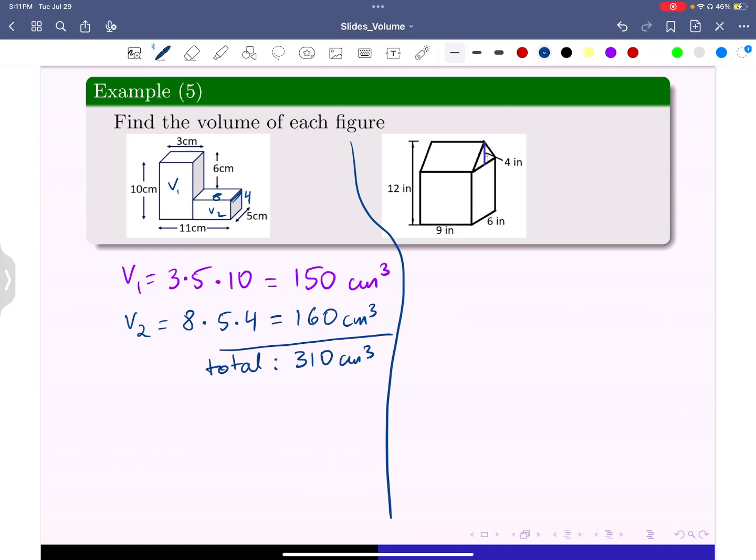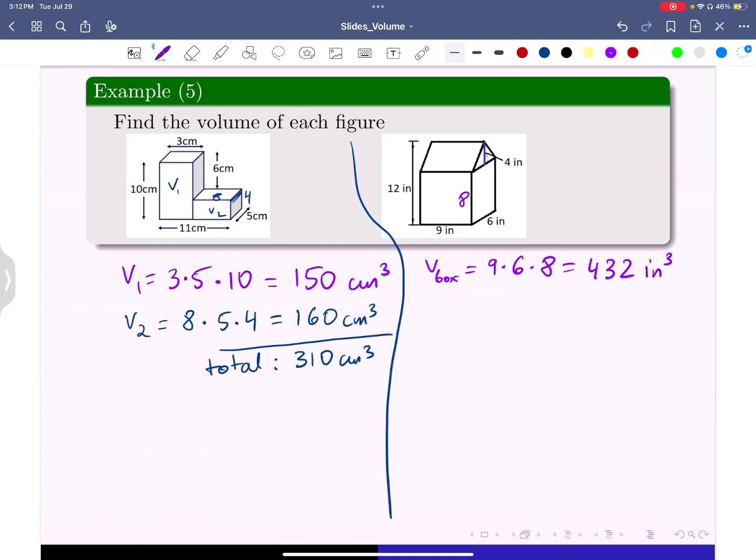Part B also is, we have a box, volume of a box, so it's area of the base times height, so length times width times height, so we need to figure out what this height is. If the whole one is 12 and this height is 4, this height is gonna be 8. So the volume of the box is 9 times 6 times 8, so in that case it is 432 inches cube.